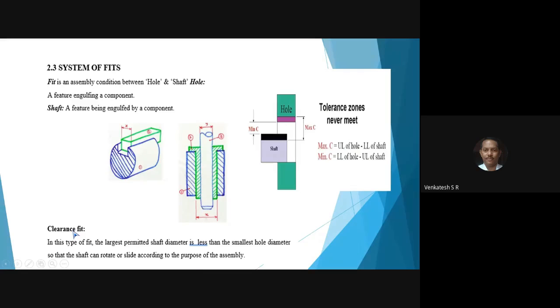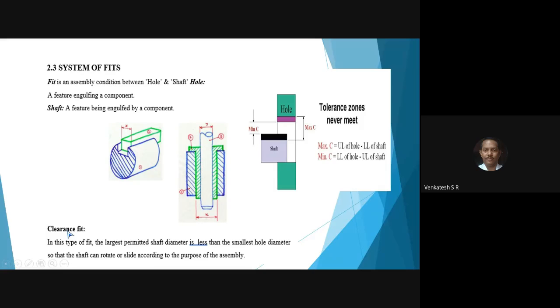The name itself indicates clearance. Clearance means the shaft easily moves inside the hole. Then clearance fit exists. You can define it like this: upper limit of the shaft, which is less than the lower limit of the hole, and the shaft easily moves inside the hole. Then this type of fit is called clearance fit.